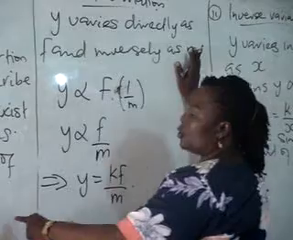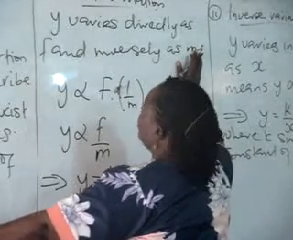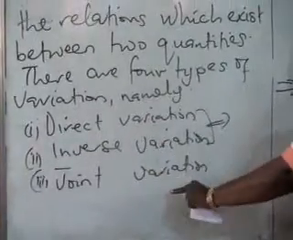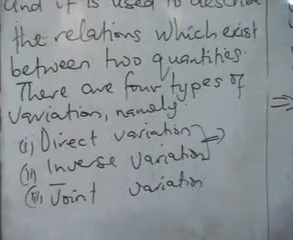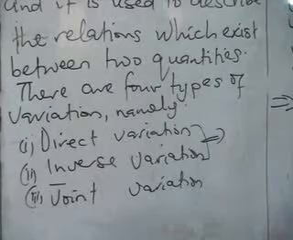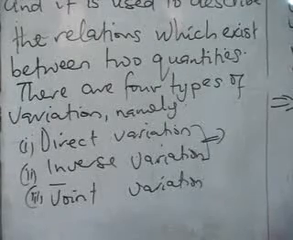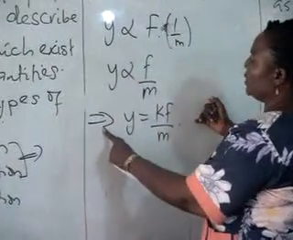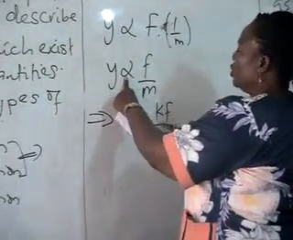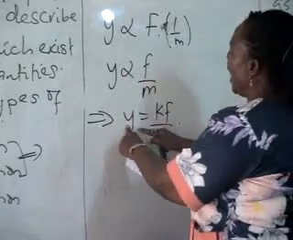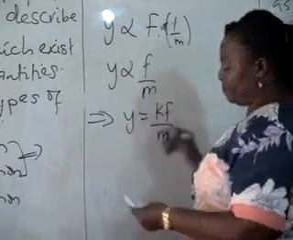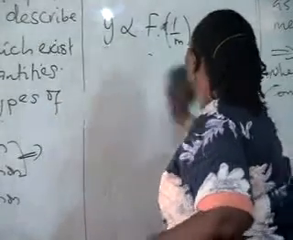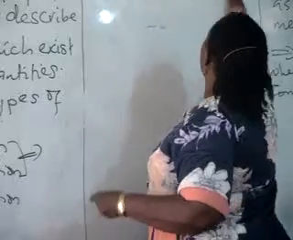So we are now going to solve joint variation. We are going to take both direct and inverse in joint variation. So Y varies directly as F and inversely as M simply means this. Using the sign of variation, you have this, and removing the sign of variation, introducing the constant of variation, you have Y equals KF over M. Now let's take an example under joint variation. That is our example 1.